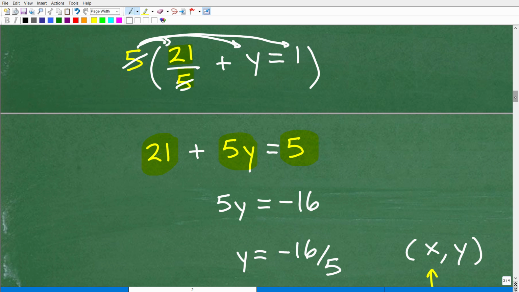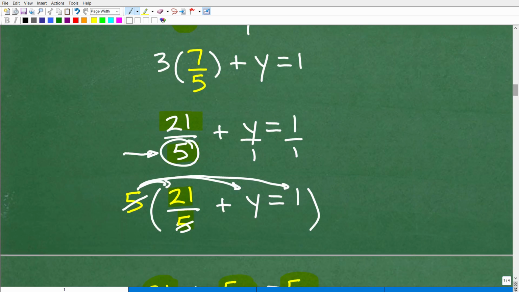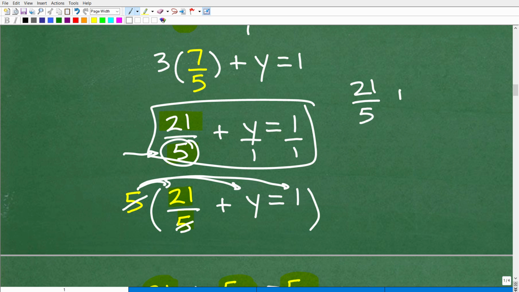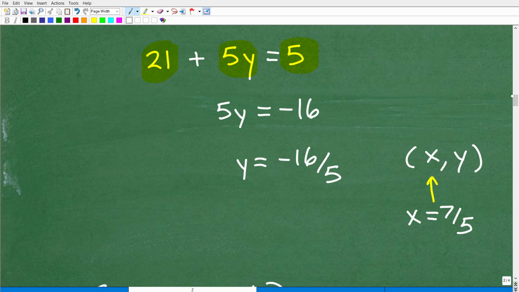But you can go ahead and directly work with the fractions right here at this point, right? So you could be like 21 fifths plus y is equal to 1. You can go ahead and subtract 21 fifths from both sides of the equation. And that's not a bad way to go either, because 1 is the same thing as 5 over 5. But I wanted to go ahead and show you, for those of you who have fraction phobia, that you can do this as well. Okay, so let's go ahead and solve for y.